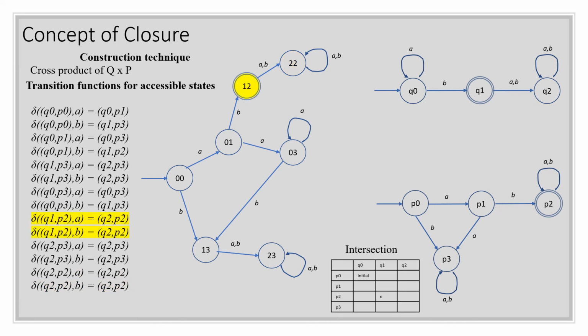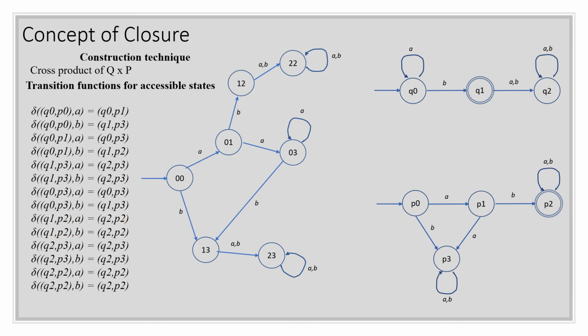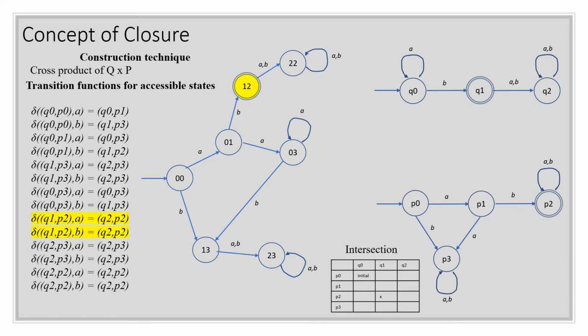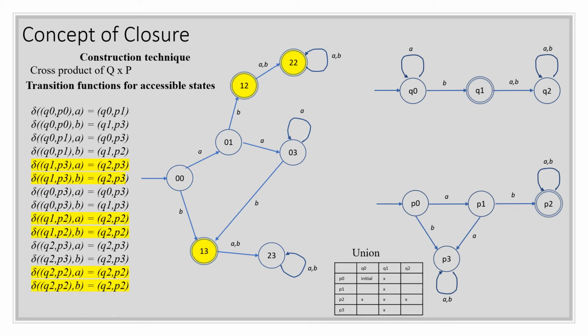All right, so now with intersection, the only one that could be accepting is going to be 1,2, because both of them need to be accepting in order for it to be accepting, and our initial state is 0,0. For union, we have more than one accepting state.